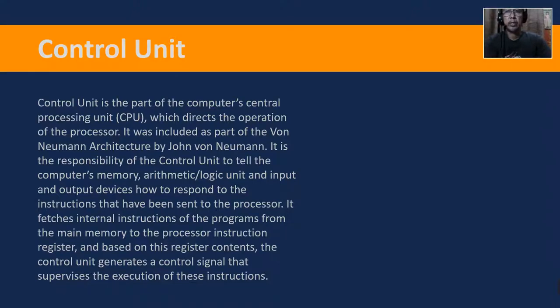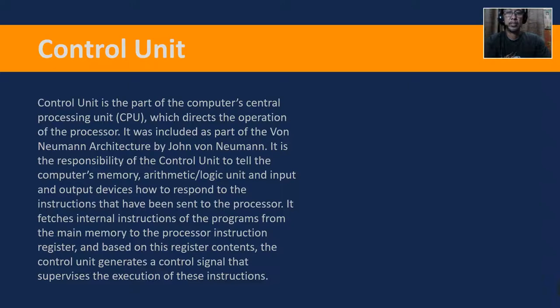Control unit is the part of the computer's central processing unit or CPU which directs the operation of the processor. It was included as part of the von Neumann architecture by, of course, John von Neumann. It is the responsibility of the control unit to tell the computer's memory, arithmetic logic unit, and input and output devices how to respond to the instructions that have been sent to the processor.